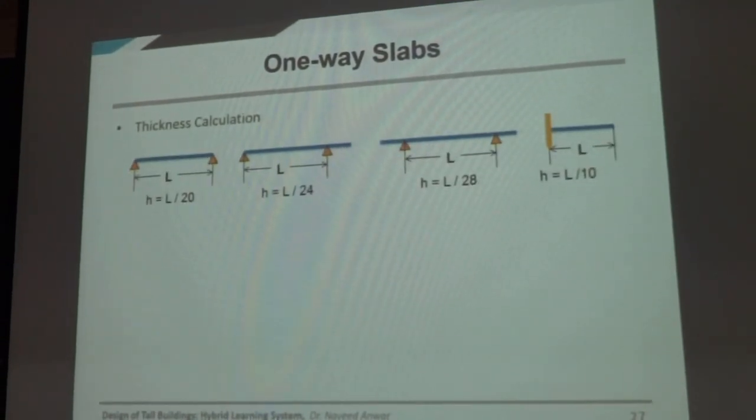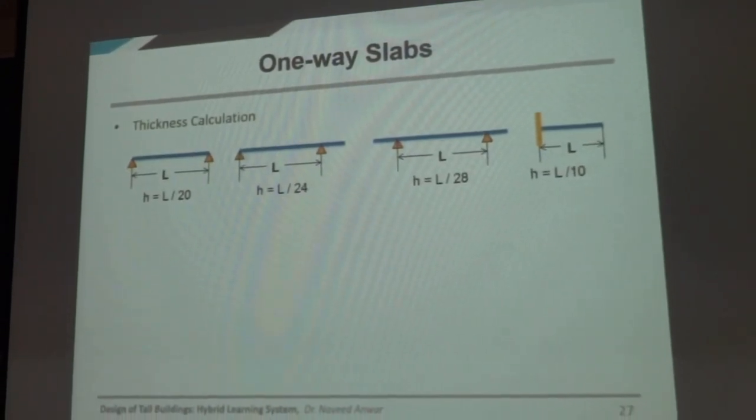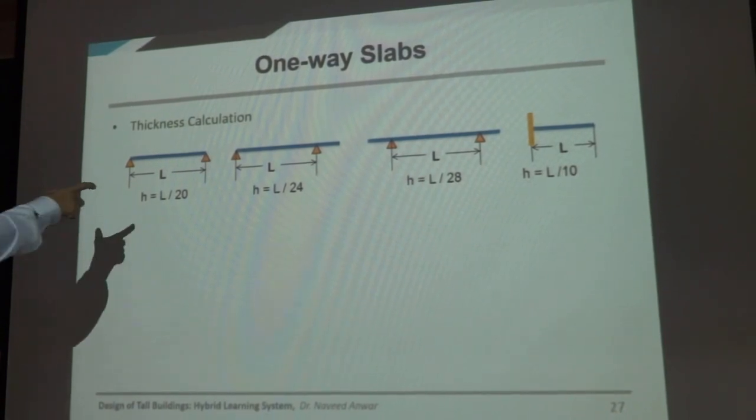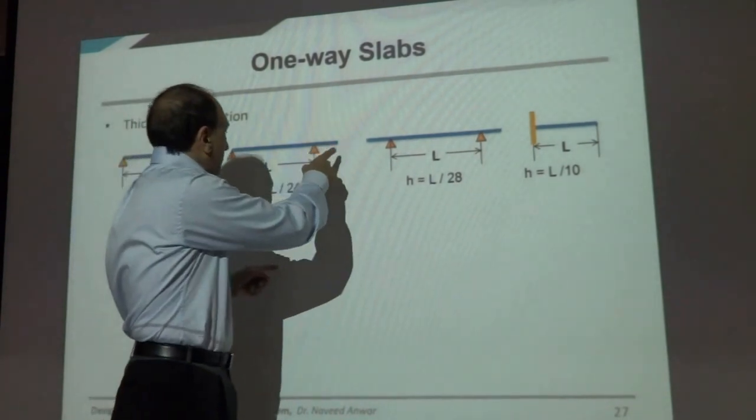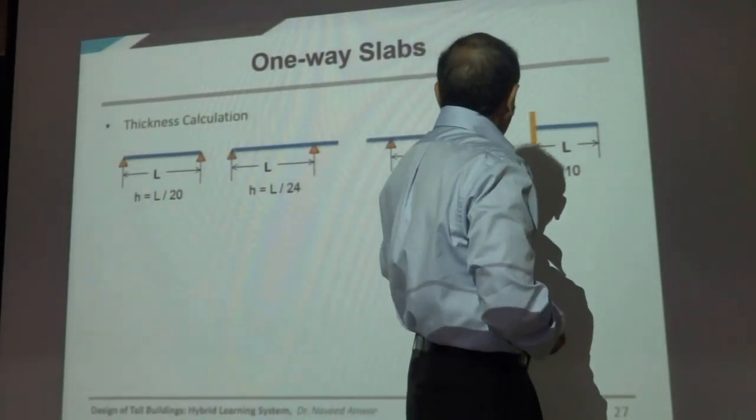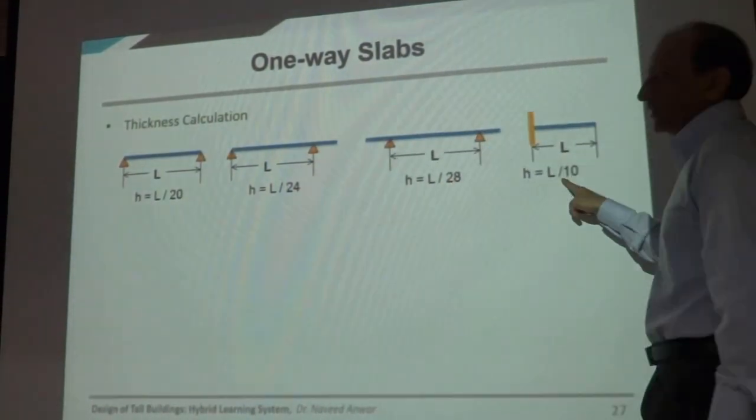Thickness calculation. These are the simple rules. You can estimate the thickness based on the span. If it is not continuous, L by 20. If it is one side continuous, L by 24. Both sides continuous, L by 28. Cantilever, L by 10.